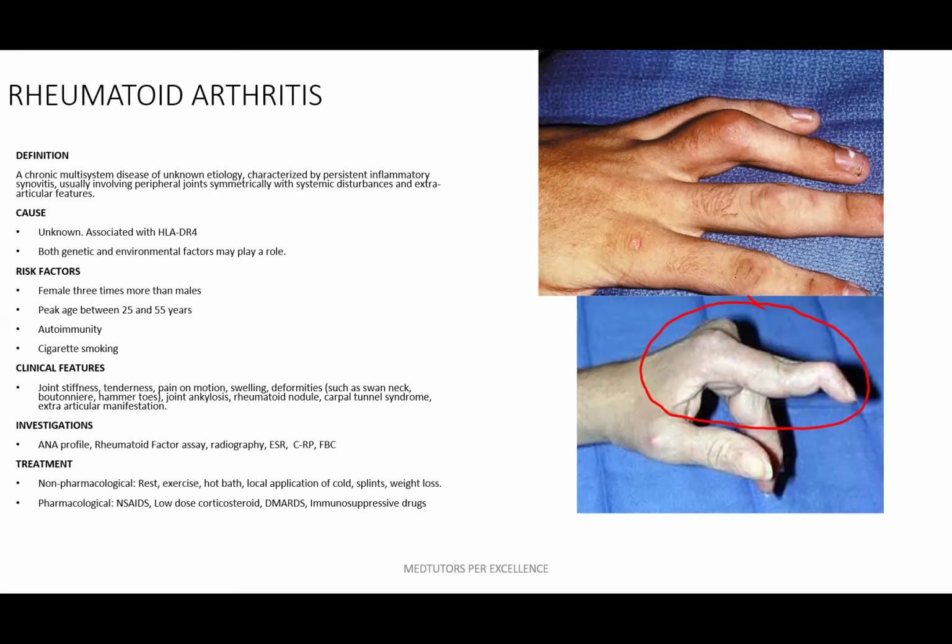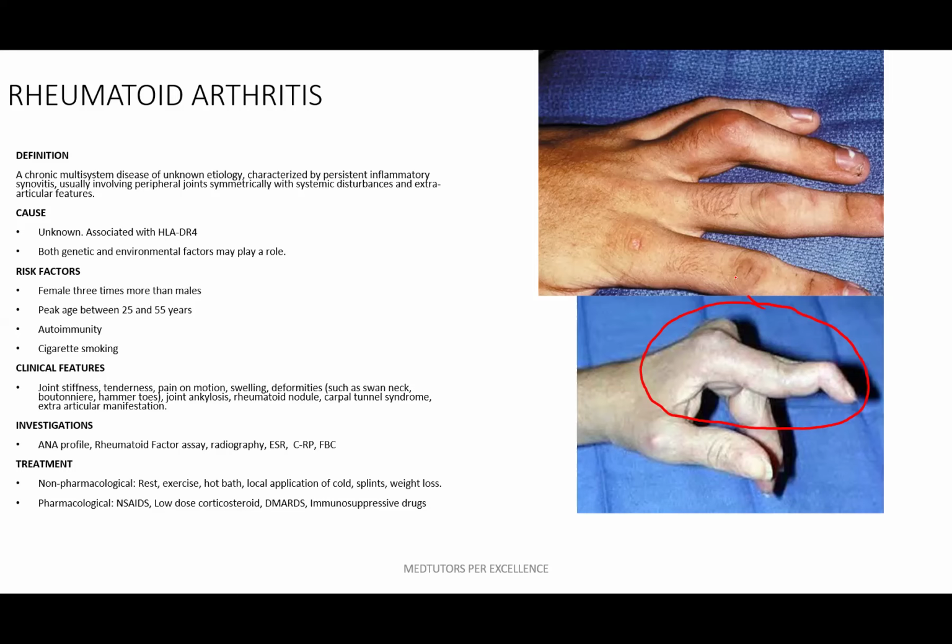Then hot bath, you can do warm compression so that blood flow will increase and the inflammation will reduce. Application of cold to reduce pain, then use splints. Splints are devices that you use to reduce movement of the joint. And of course, weight loss, because if you are losing weight, the amount of load on that joint will reduce and the inflammation will eventually subside.